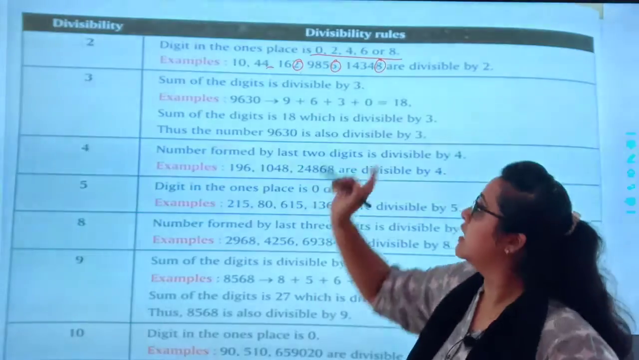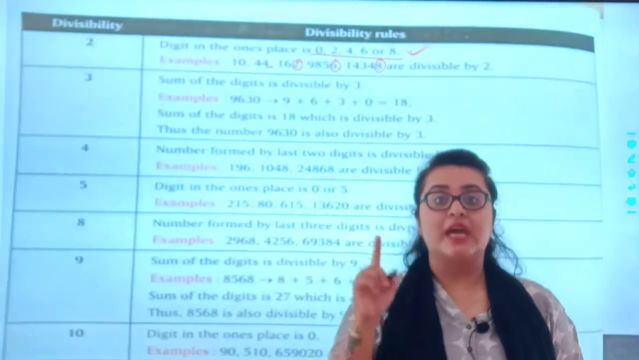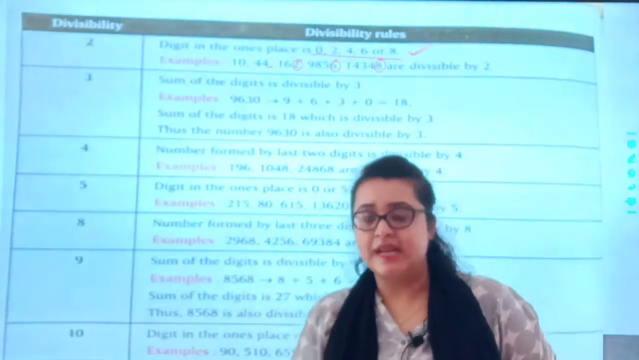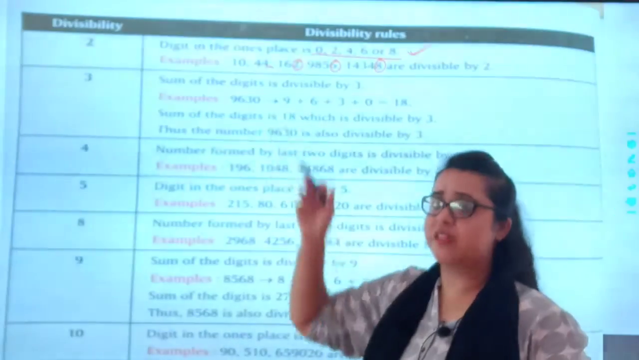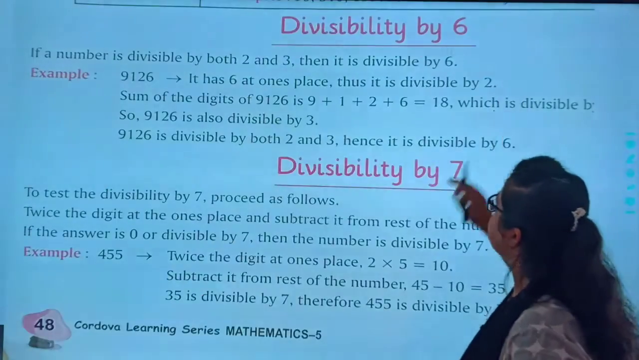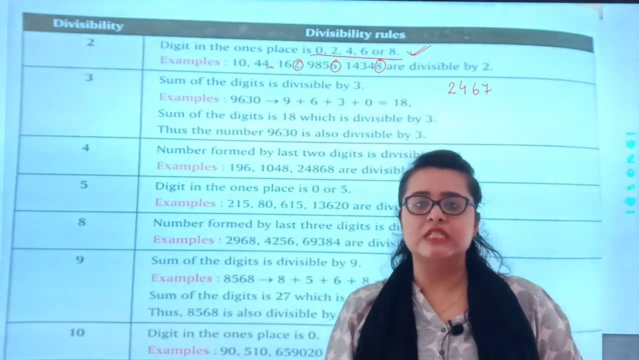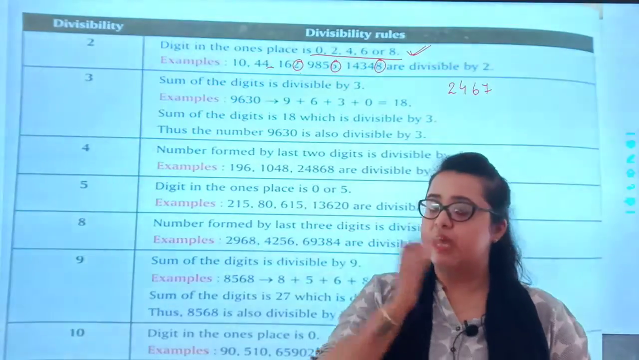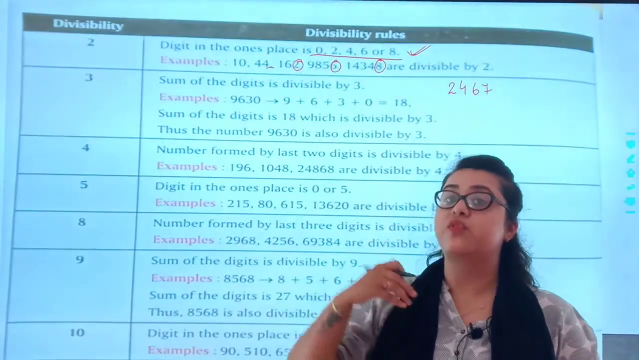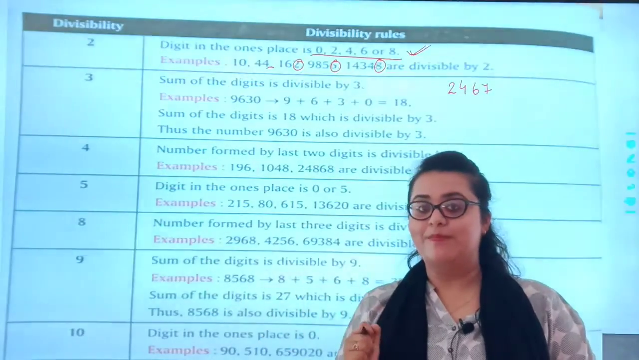Understood? Okay. Just have a look. You have to remember this. In divisibility by 2 and in divisibility by 3, you have to remember that you have to sum the digits of the number, that is 9630 in this. For example, if I give you 2, 4, 6, 7, you have to add the digits, and if the total that comes is divisible by 3, then you can say that this number is divisible by 3. Okay, students?